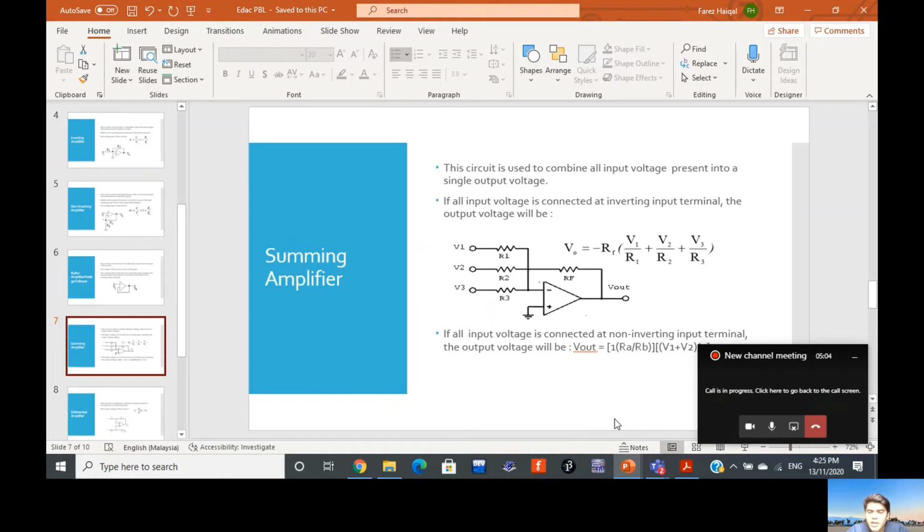1 over R1, RA over RB multiplied by V1 plus V2 over 2.